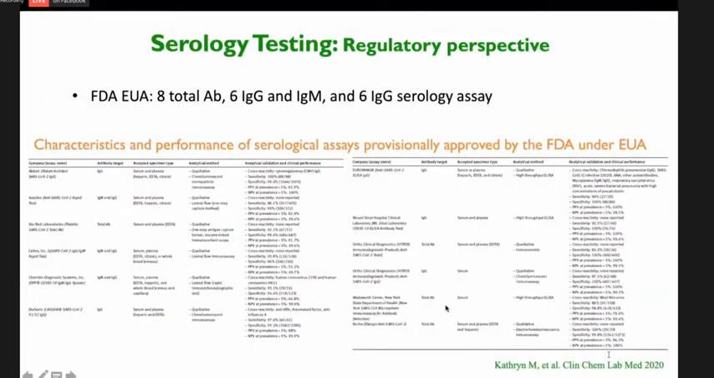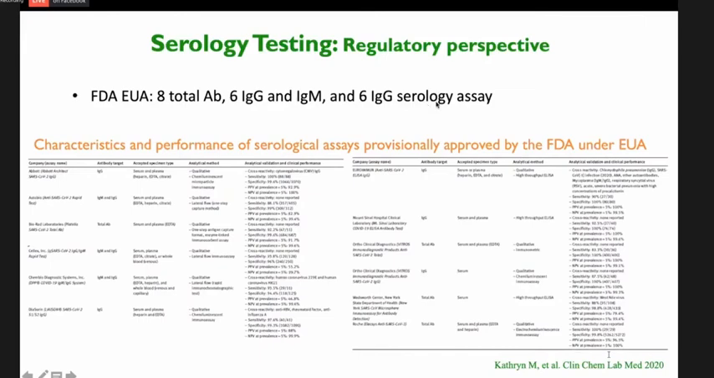Serological assays currently available from diagnostic manufacturers vary significantly in methodology, antibody target, and acceptable specimen type. As of today, more than 90 serological assays have been submitted for FDA clearance, but only 20 have received emergency use authorization so far, which include 8 assays that measure total antibody, 6 that measure IgM as well as IgG antibody, and 6 that only measure IgG immunoglobulins.